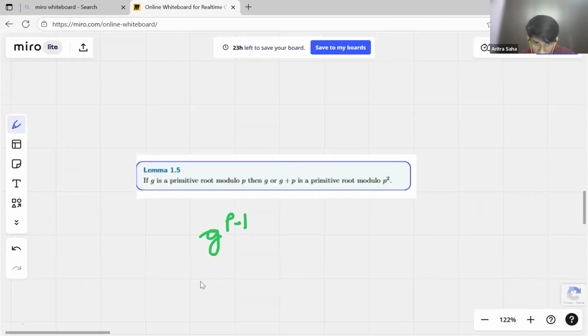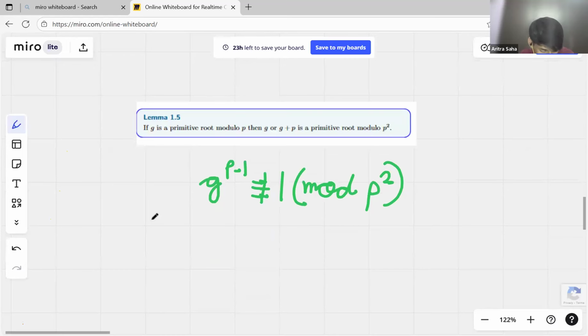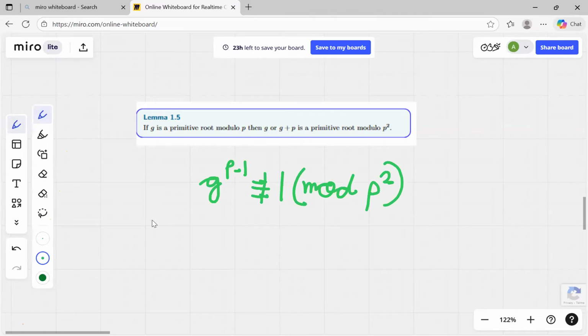So we assume g to the power p minus 1. Like g is a primitive root mod p, right? So the order will at least be p minus 1. And we want to prove that this is not 1 mod p square. Like this is given, and you have to see the g plus p part. I mean, we could just prove this by g to the p minus 1 is not congruent to g plus p to the whole to the p minus 1 mod p square, right?